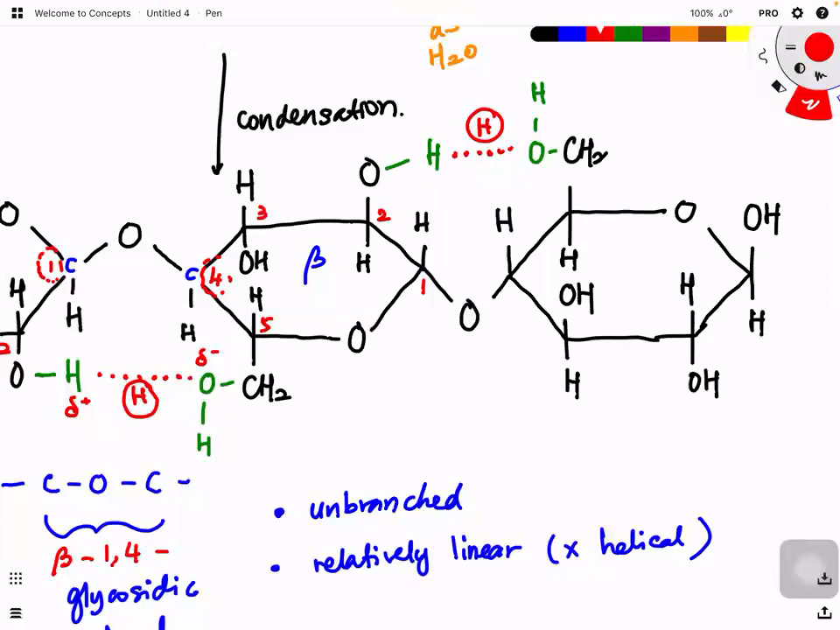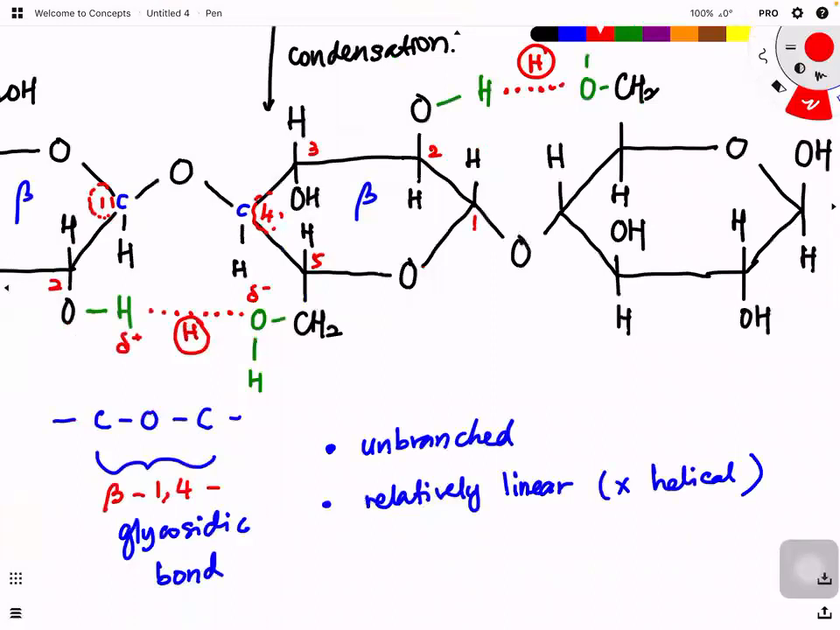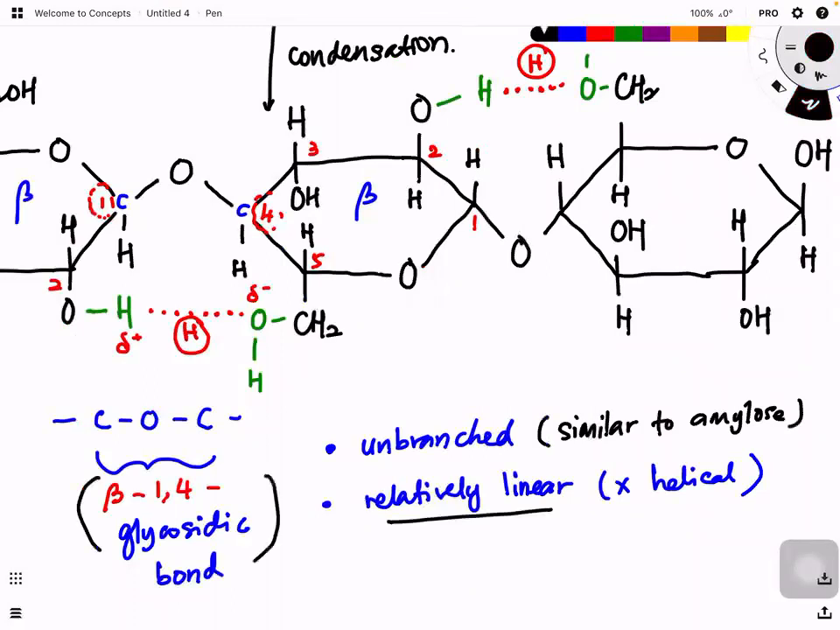Are you clear? So this is how the beta 1,4 glycosidic bonds can actually cause the molecule to become relatively linear. Again unbranched, so similar to amylose. But in terms of structure, why do we make them different? They are relatively linear due to what? Due to beta 1,4. Because you need to flip the alternate glucose or beta glucose so that you can form these beta 1,4 glycosidic bonds.